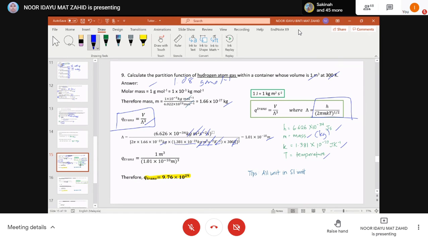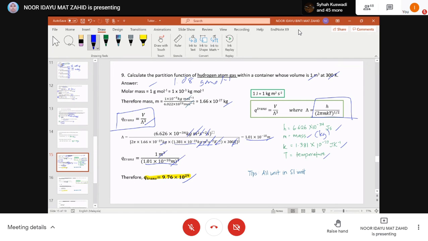So you have to solve by using calculator. This one divide with this magnitude value. The value will be 1.01 times 10 to the power of negative 10 meter. Don't forget to solve for Q. You have to the power of 3. You have to cube it. Okay. Volume is given in the question, 1 meter per cube. So you can easily cancel off the unit. The value would be 9.76 times 10 to the power of 29.